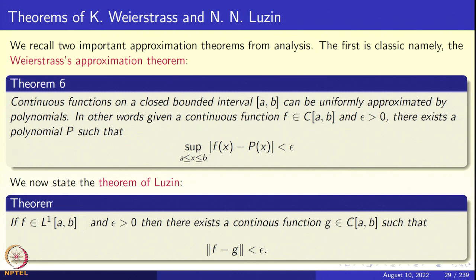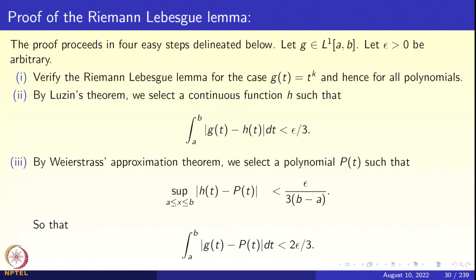The second theorem that we need is a theorem of Lusin. The theorem says that if a function f is in L1 and epsilon greater than 0, then there is a continuous function g such that the L1 norm of f minus g is less than epsilon. These are the two theorems that we shall use to complete the proof of the Riemann-Lebesgue lemma. So let's look at the Riemann-Lebesgue lemma. It says that if you have an L1 function g, the integral of g(t) sin nt dt goes to 0 as n tends to infinity.